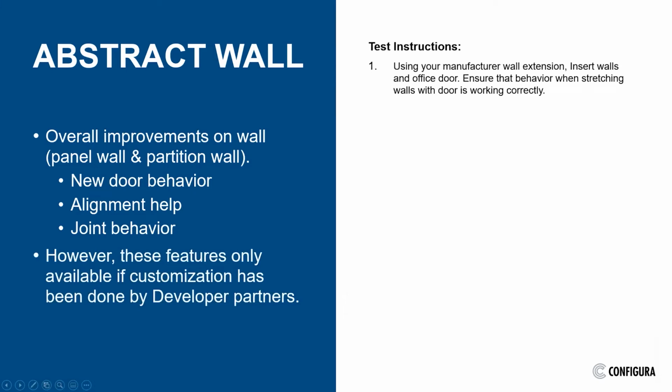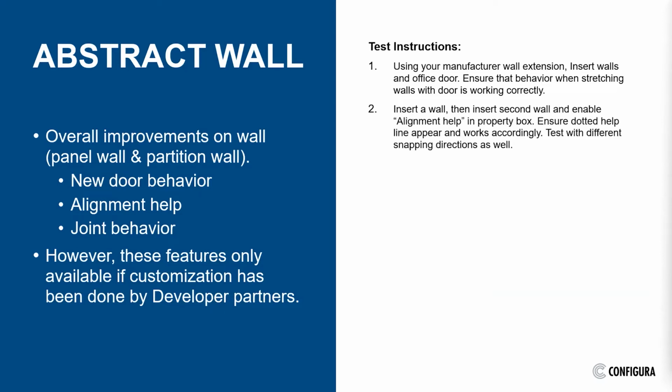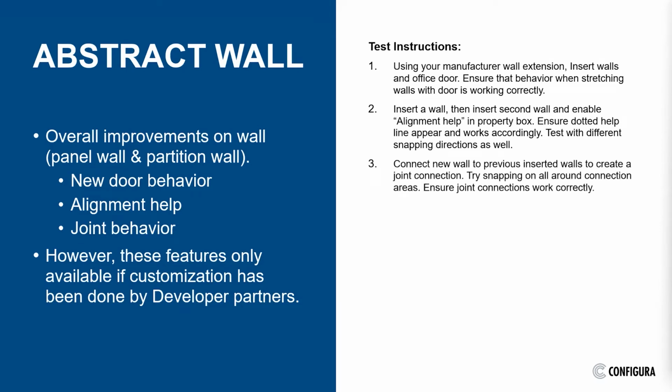So if these changes are adopted, you might want to follow these test instructions. The first one is using your manufacturer wall extensions, insert walls and office door, and ensure that the behavior when stretching walls with door is working correctly. The second one is insert a wall and then insert a second wall and enable the alignment help in the property box. Ensure that the dotted help line appears and works accordingly. Test with different snapping directions. The third one is try to connect a new wall to the previously inserted walls to create joint connections. Try snapping all around the connection areas and ensure that the joint connections are working correctly.